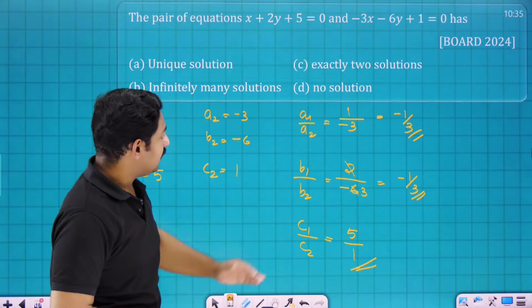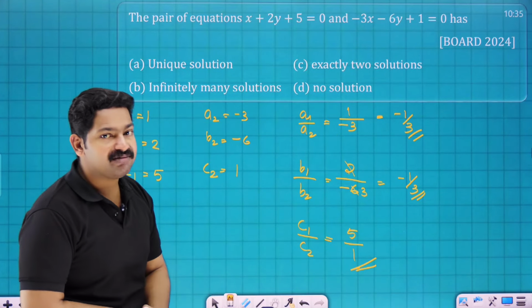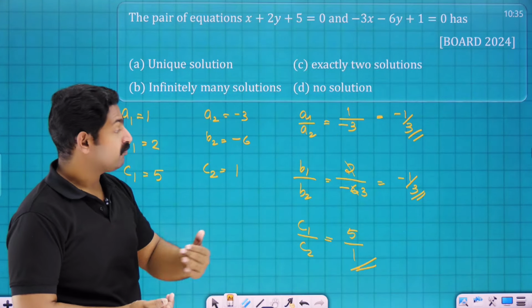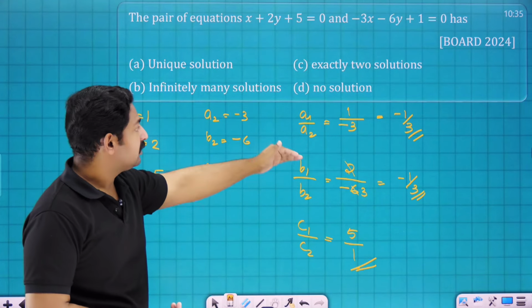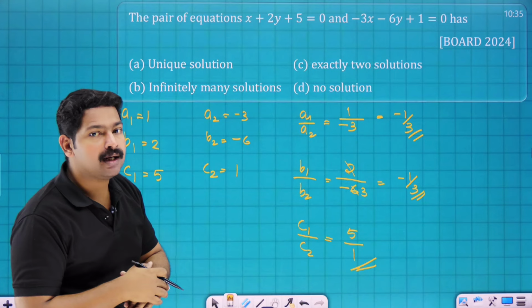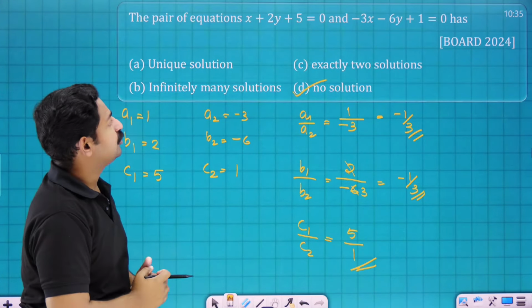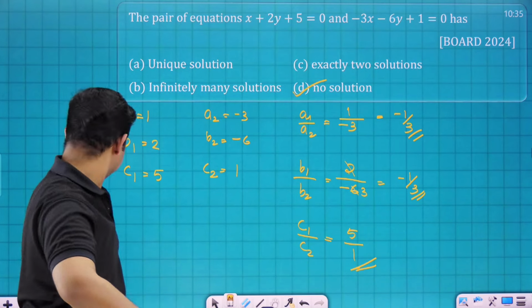Okay, so now you can see a1 by a2 is equal to b1 by b2, which is not equal to c1 by c2. In this condition, the system is inconsistent and it has no solution because the lines are parallel. So option D is the correct answer. It has no solution. Okay.